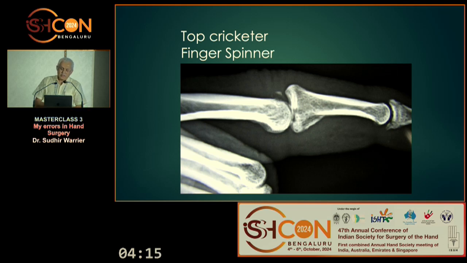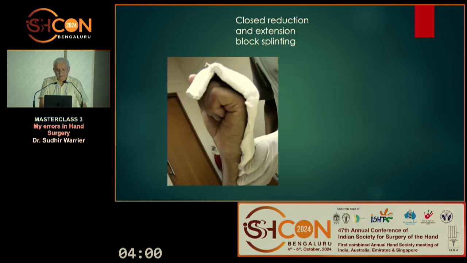Here's a patient who came to me with a garden variety of the volar lip fracture with a dorsal subluxation, and I did a closed reduction. There's a large chunk of bone with the middle phalanx, and it came back into position. I gave him an extension block splint, and I sent him home to another state. He is a national level cricketer and quite a famous guy.